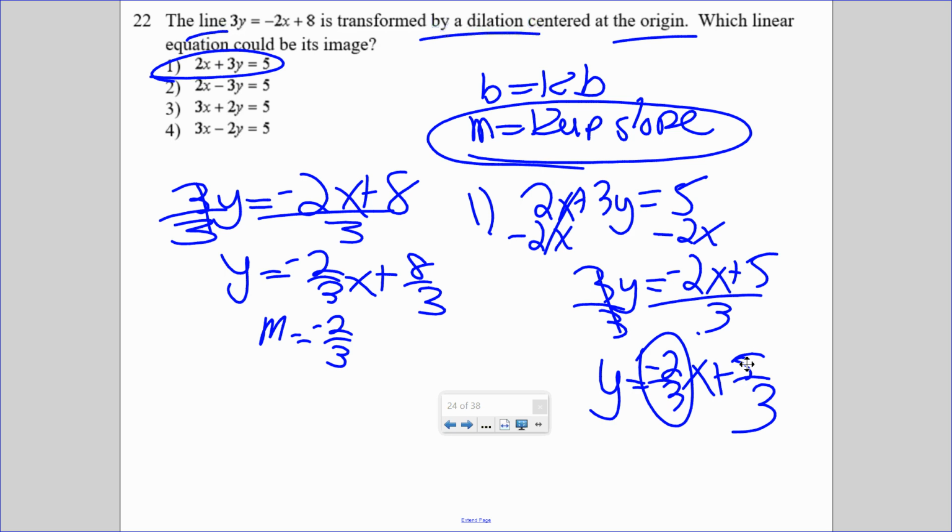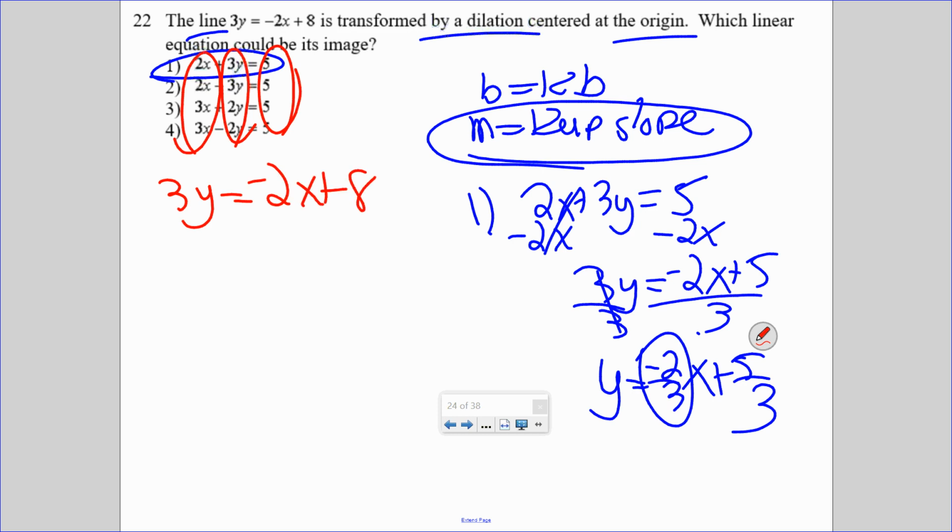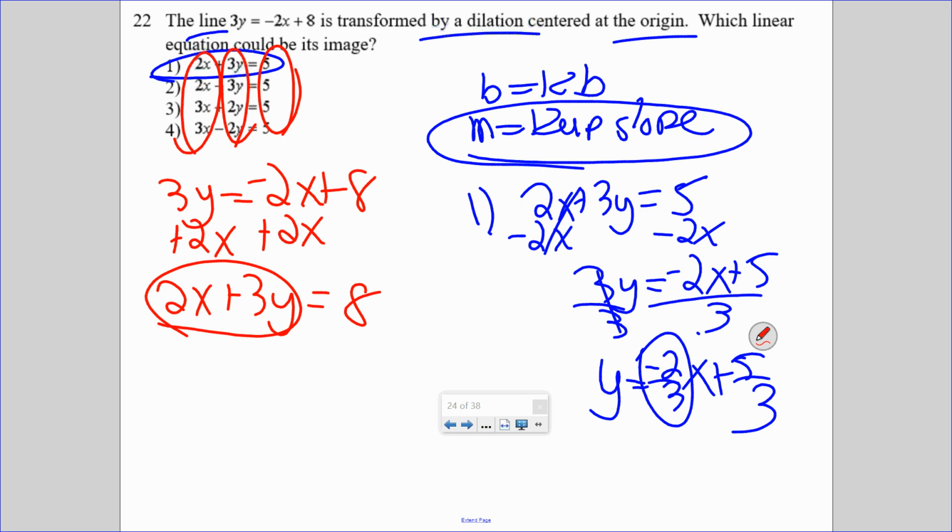I'm just going to show you another way I could have, instead of getting y by itself for everything, I could have just lined it up. So you see how for all these I had the x's, then the y's, then the numbers. So I could have taken my 3y equals negative 2x plus 8, lined it up. I would have had to bring the 2x over, write the 2x first, plus 3y equals 8, and these signs are the same as these signs.